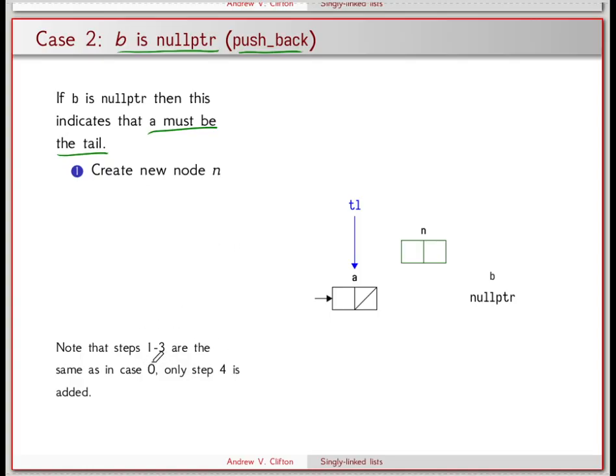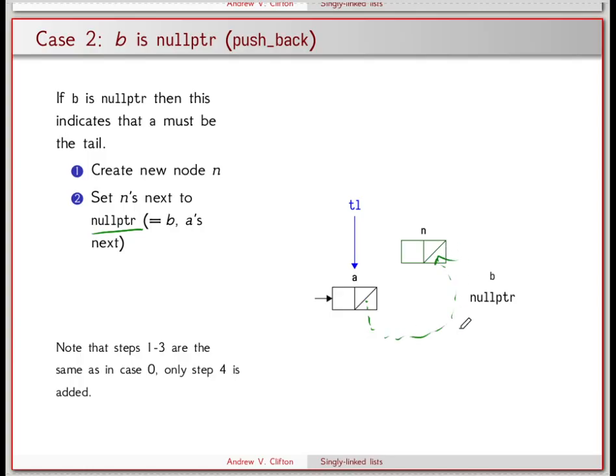The steps are going to be basically the same as in case 0, just with a new step 4 added onto the end. So we create our new node N. Then we set N's next to null pointer, but that could be A's next. You could imagine copying the null pointer that we have in A's next into N. So I could do N's next equals A's next, which is the code from case 0, and it would still work here. It would still do the right thing, the same as if I had said N's next equals null pointer.